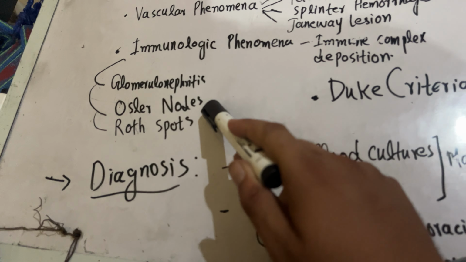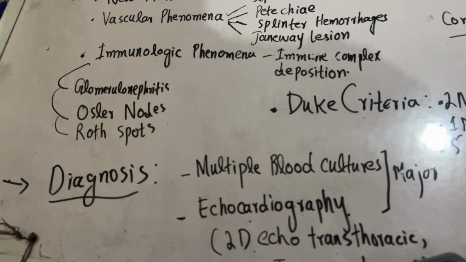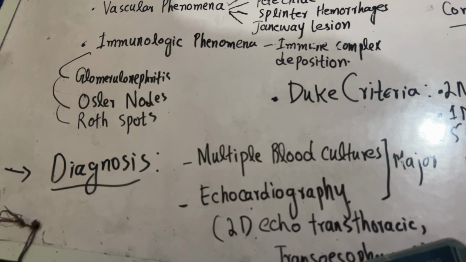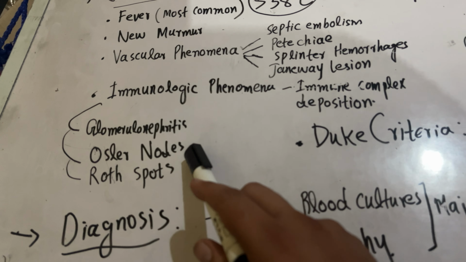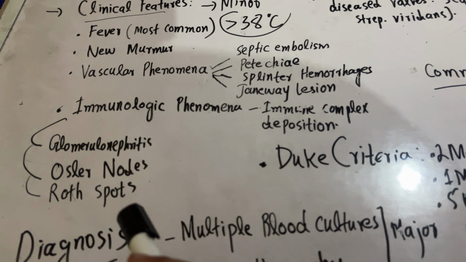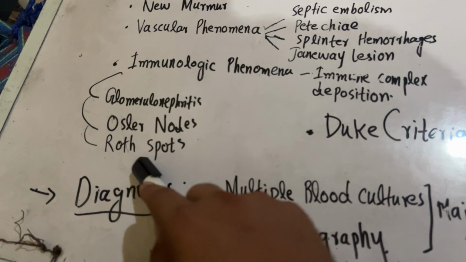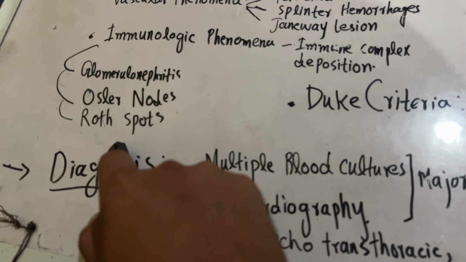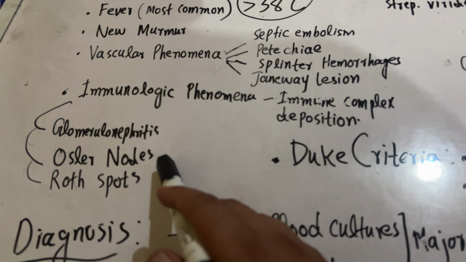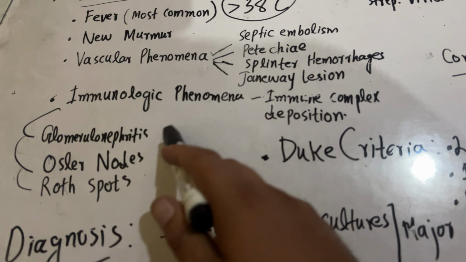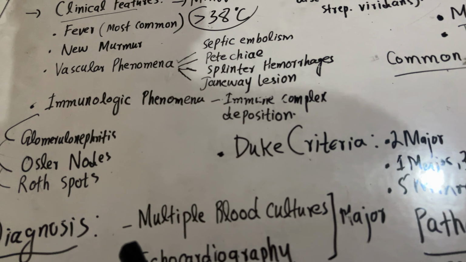Osler nodes are basically painful, violet-colored lesions on the fingers or toes. Osler nodes are painful, while the Janeway lesions are painless. Roth spots. What is a Roth spot? It is basically a retinal hemorrhagic lesion. So these are the Roth spots, Osler nodes, and glomerulonephritis. They are due to immunological phenomena of infective endocarditis.